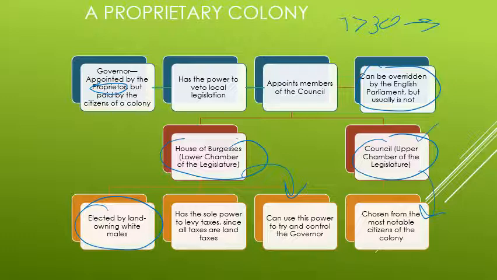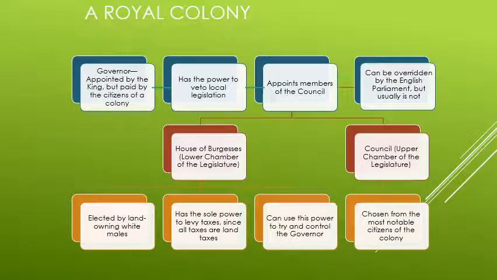Okay, so you should see a lot of similarities with our system of government today. Again, really important, salutary neglect allows us to establish a system of government. So when it comes time for us to really establish a system of government, we're already used to it, and it's a simple change. Okay. By contrast, there's only a couple things different in a royal colony. The governor, for instance, is not appointed by the proprietor, but is instead appointed by the king. But the citizens of the colony pay for him or her, but pretty much always him.